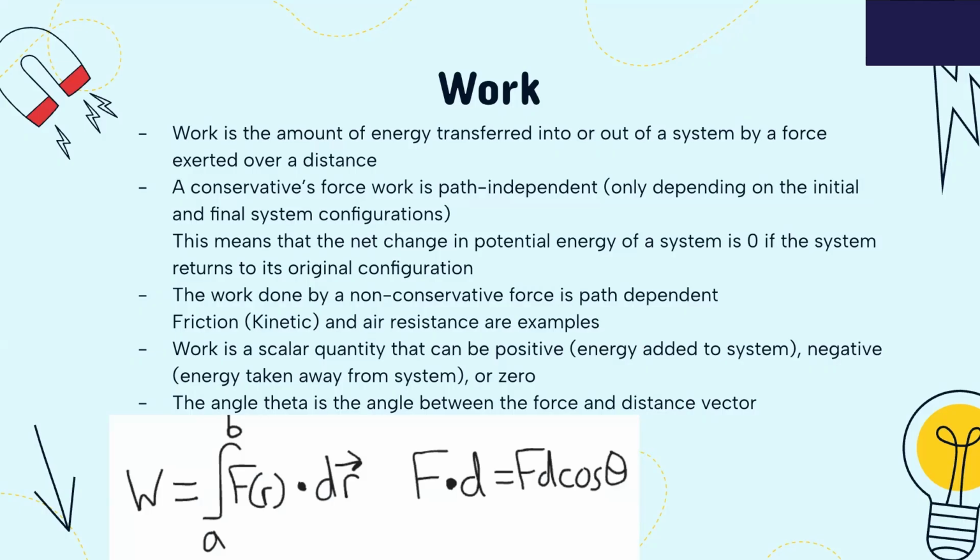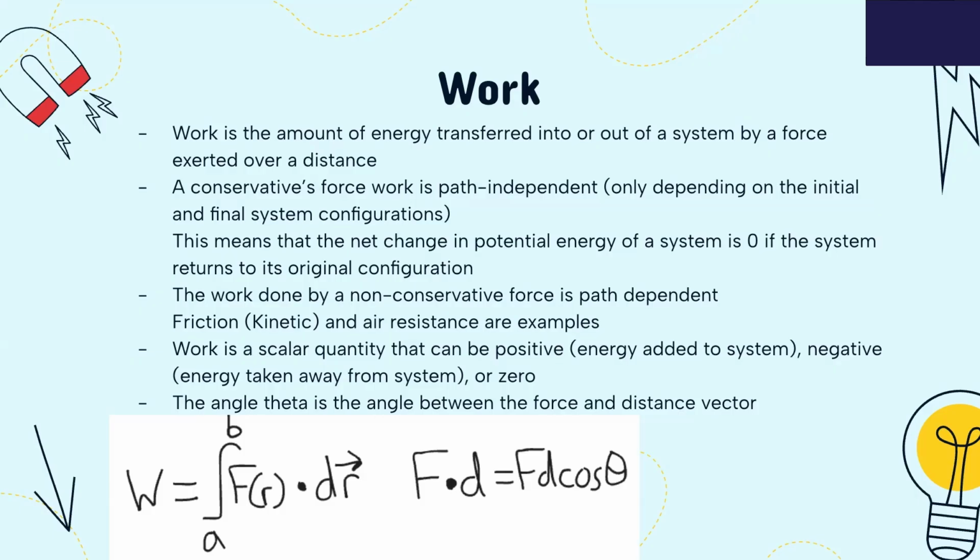Think of the force of gravity. We're going to go over it later, but essentially it only depends on the height. That means the net change in potential energy of a system will be zero if the system returns to its original configuration for a conservative force. Conservative forces generally have potential energies associated with them. That's why the force of gravity is a conservative force: it has gravitational potential energy associated with it. And the spring force is conservative because it has spring potential energy associated with it.